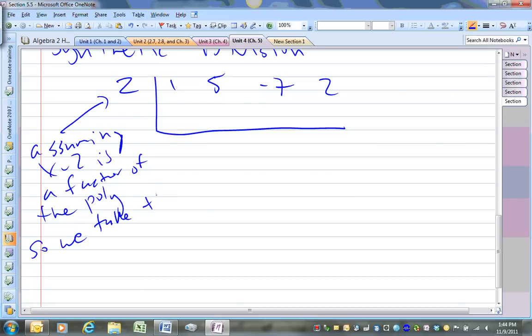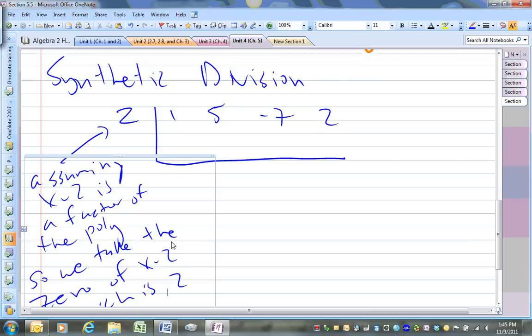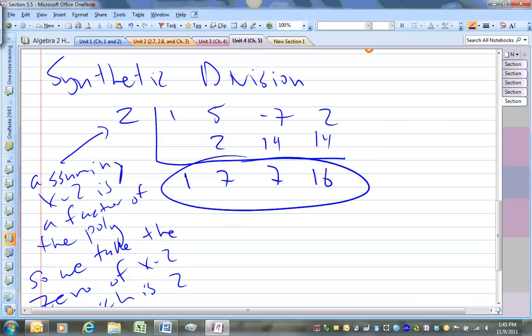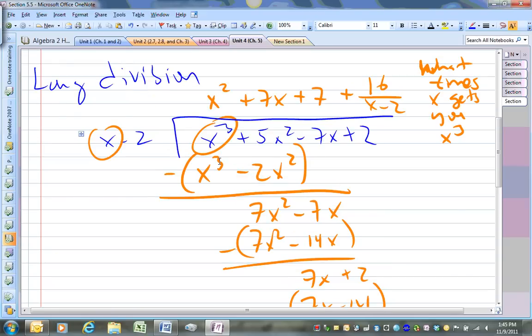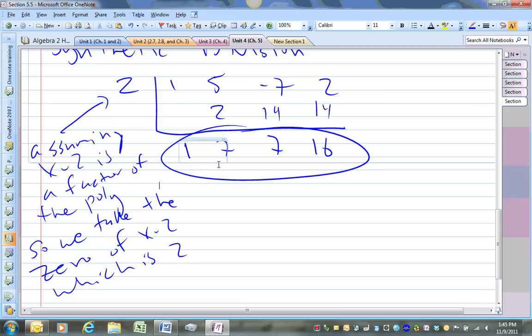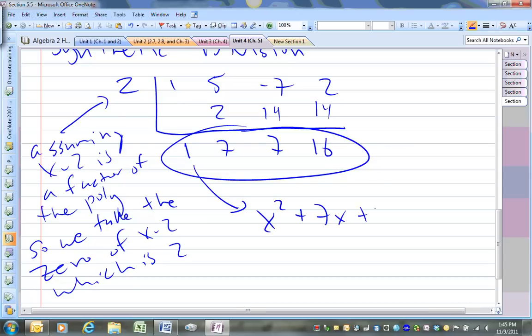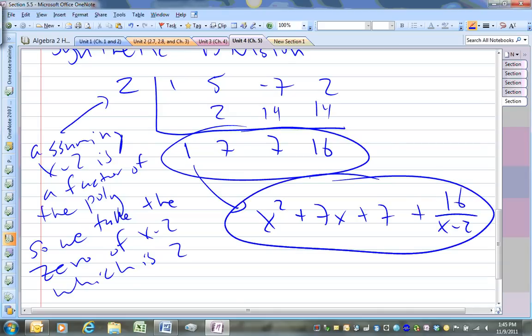So we take the zero of x minus 2, which is just 2, because the zero is when you set it equal to 0 and solve for x. So bring the 1 down, multiply, add, multiply, add, multiply, add. What do these represent? The coefficients. And because you start with x cubed, we know that this is going to be the coefficient for x squared, because you go one down. So x squared plus 7x plus 7, and your remainder is 16, and you do it over x minus 2. So synthetic division could be a really good way to go.